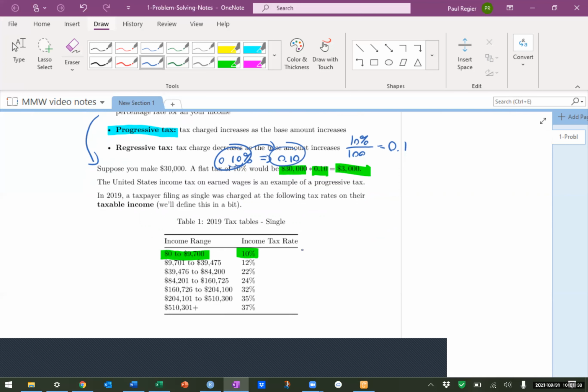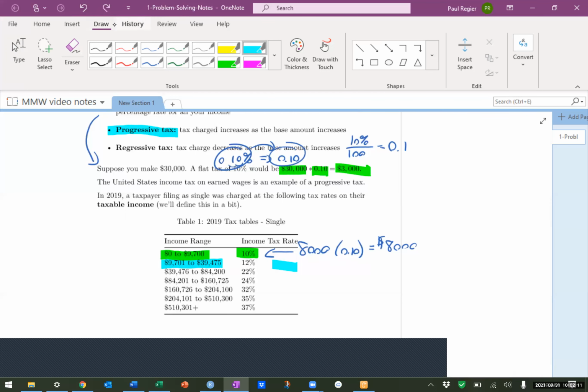So if you make $8,000, you are just charged the tax rate on that income. So 10% of $8,000, simple. Low income taxes are really simple. But if you make above that tax bracket, somewhere more than 9,700, you're charged two different tax rates.